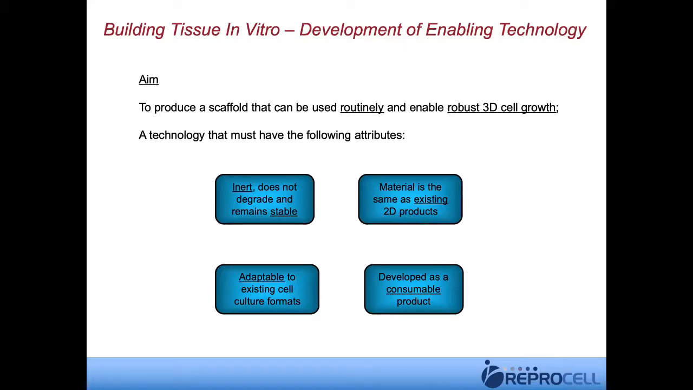In fact, the material of our scaffold is the same material as an existing two-dimensional cell culture product, which of course are made of polystyrene plates and inserts, etc. Our scaffold is made of polystyrene, and it is adaptable to existing cell culture formats. So these are industrial standards such as multi-well plates, well inserts, and they are all developed as consumable products.